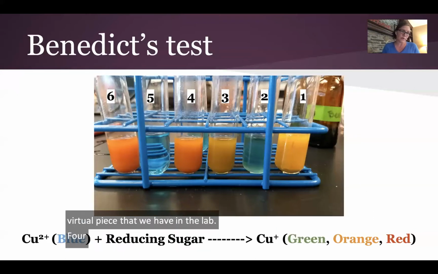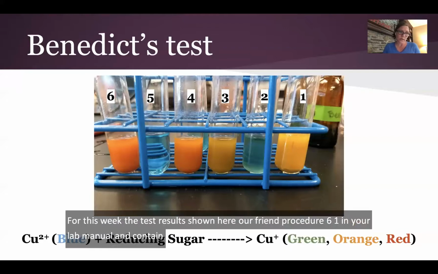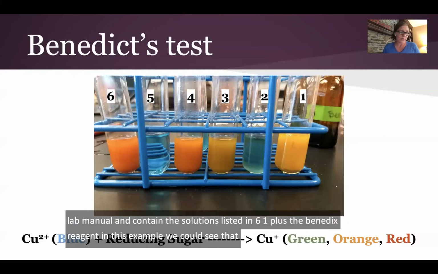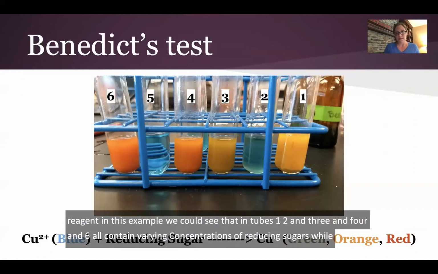The test results shown here are from procedure 6.1 in your lab manual and contain the solutions listed in 6.1 plus the Benedict's reagent. In this example, we can see that tubes 1, 2, 3, 4, and 6 all contain varying concentrations of reducing sugars, while 5 doesn't. It has nothing in it.